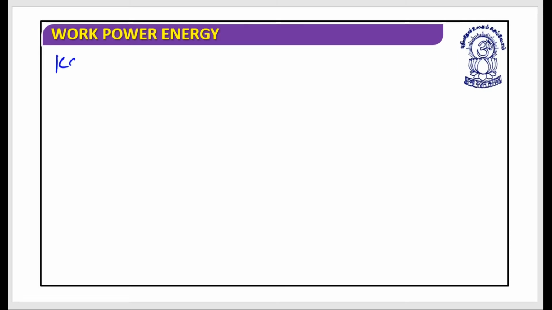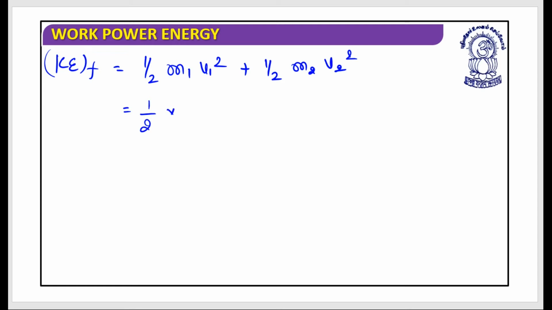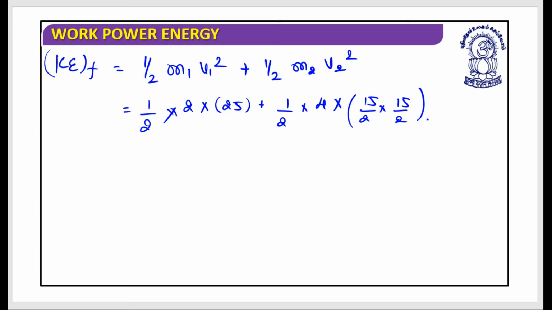That kinetic energy final would be given as half m1 v1 square plus half m2 v2 square. So that should be equal to 1 by 2 into m1, which is 2, multiplied by the velocity, which is 25, plus 1 by 2 multiplied by 4 multiplied by 15 by 2 multiplied by 15 by 2. Yes, so this 2 has gone, this is 25, plus 2 2s are 4, this is gone, 15 square is 225, 225 divided by 2, which could be written as 25 2s are 50, this is 275 divided by 2.